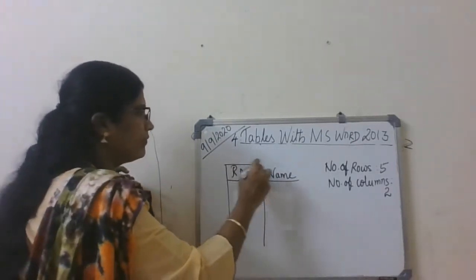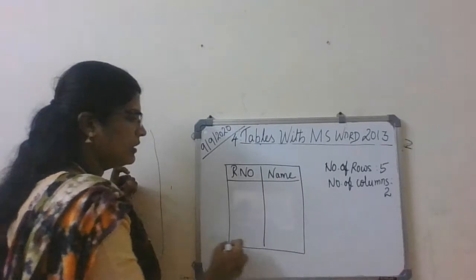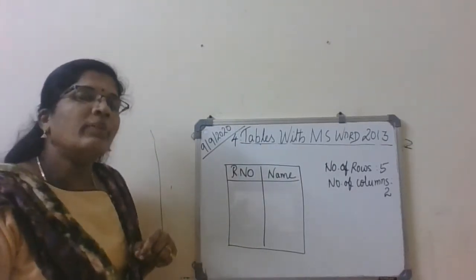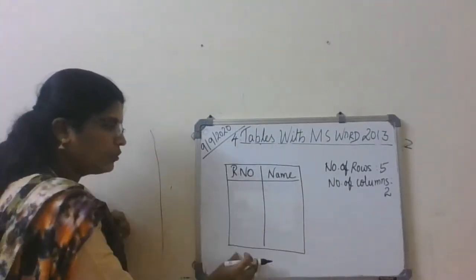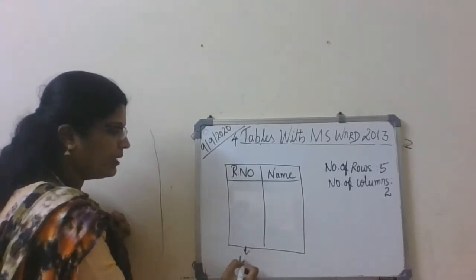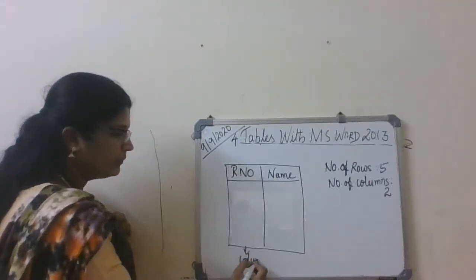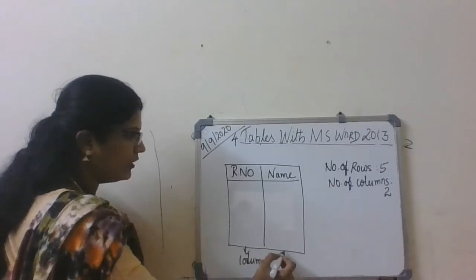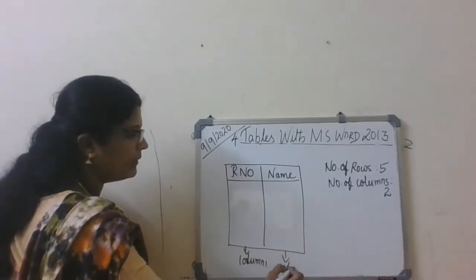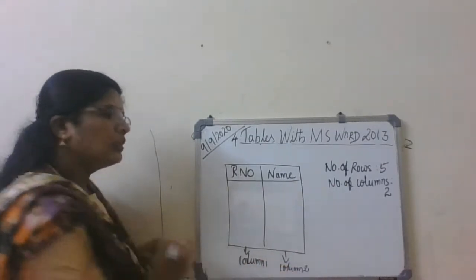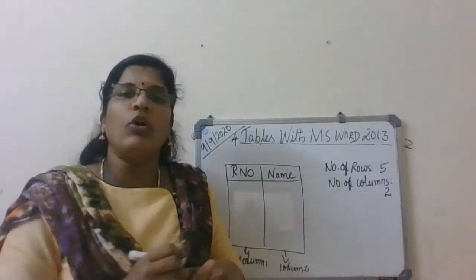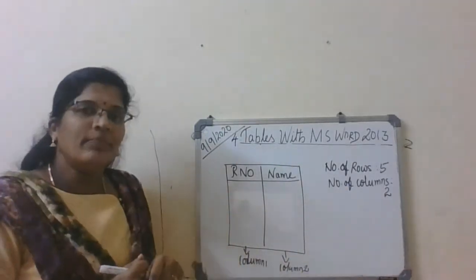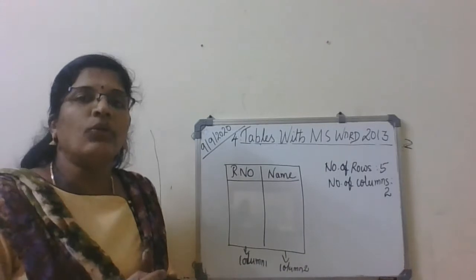See the box here. So how many columns do I have? This is one column. This is column number 1. And this one is called column number 2. So did you understand why I wrote that the number of columns is 2? Clear?